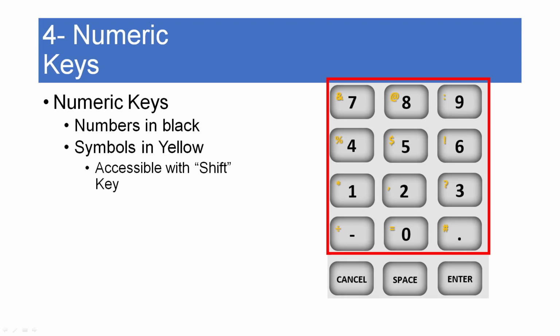The numeric keypad has digits 0 through 9, a minus sign, and a decimal place. Additional symbols, rarely used by students, are in yellow and accessed by pressing the Shift key with the corresponding number key.